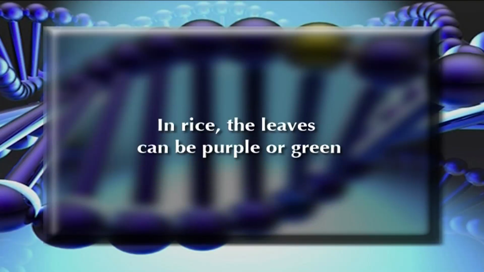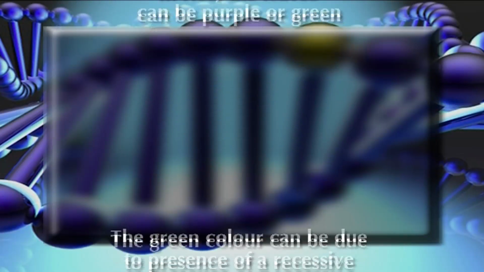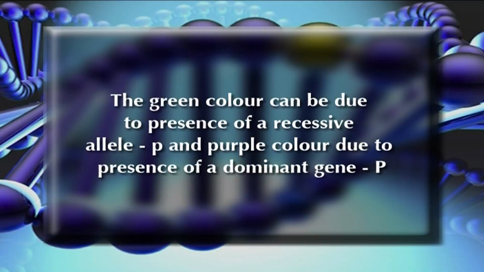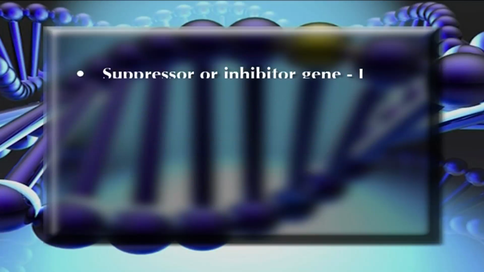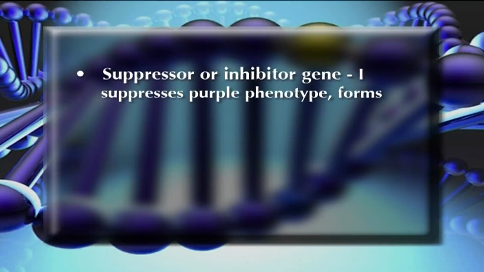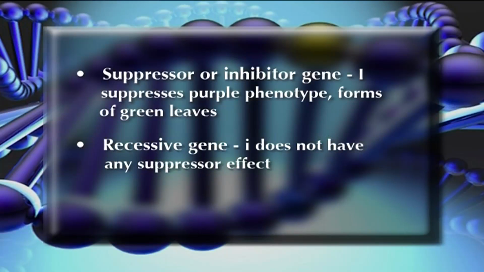In rice, the leaves can be purple or green. The green color can be due to the presence of a recessive allele p and the purple color due to the presence of a dominant gene P. However, the suppressor or inhibitor gene I suppresses the purple phenotype and causes formation of green leaves, whereas its recessive gene i does not have any suppressor effect.